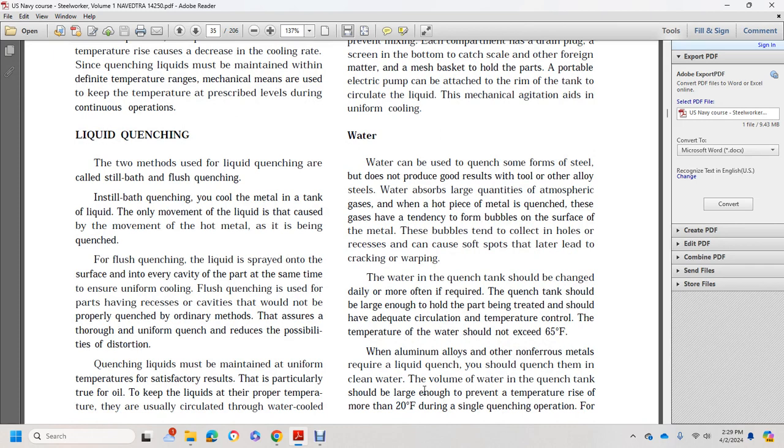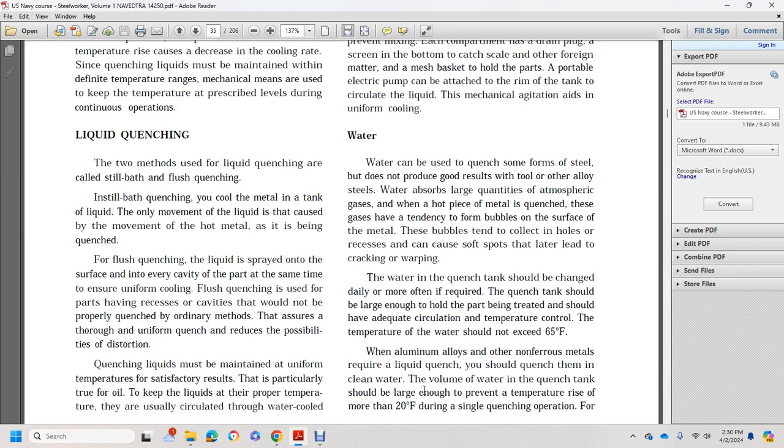Water can be used for quenching some forms of stress relieving, but it does not produce a good result with tool steel. Water absorbs a large quantity of atmospheric gases. When the hot metal is quenched, these gases have a tendency to form bubbles on the surface of the metal. The bubbles tend to collect in holes and recesses and cause soft spots.